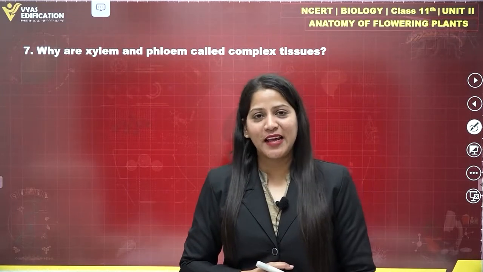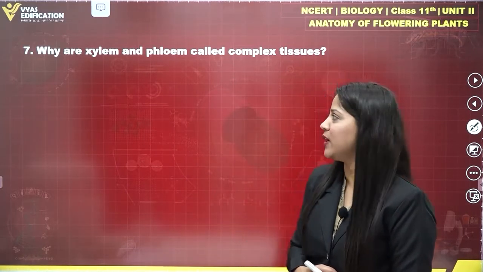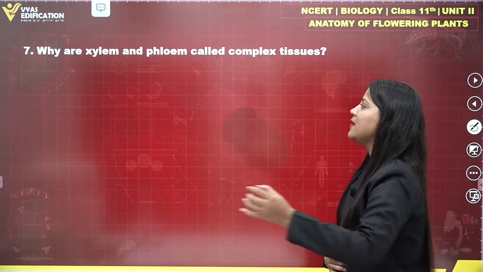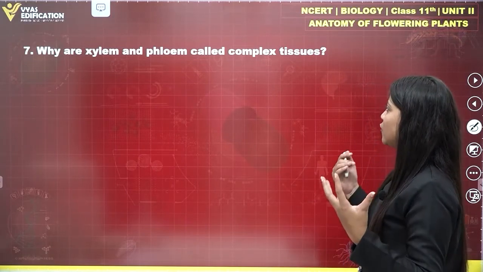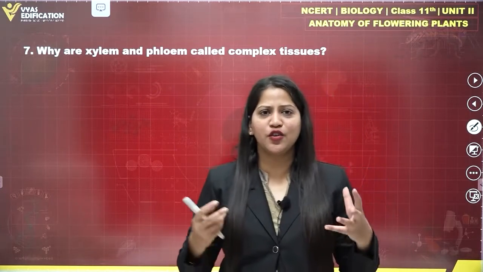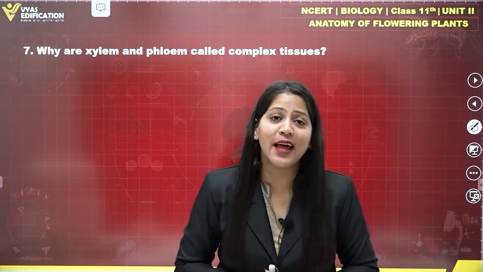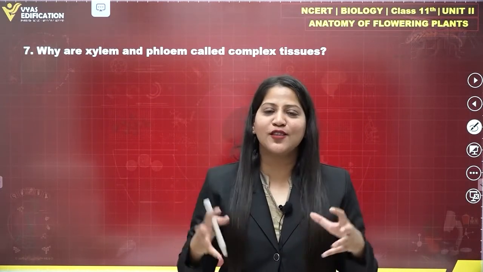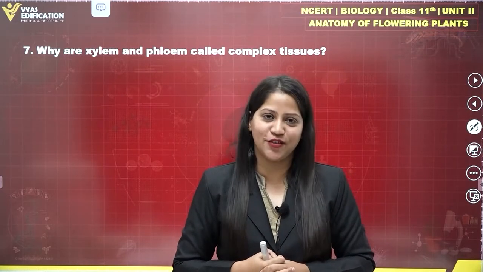Now let's move on to the next question, that is question number 7 on the screen. Here we have, why are xylem and phloem called complex tissues? Right, so to answer this, we know that tissues are made up of cells, right? When cells group together, they form tissue.